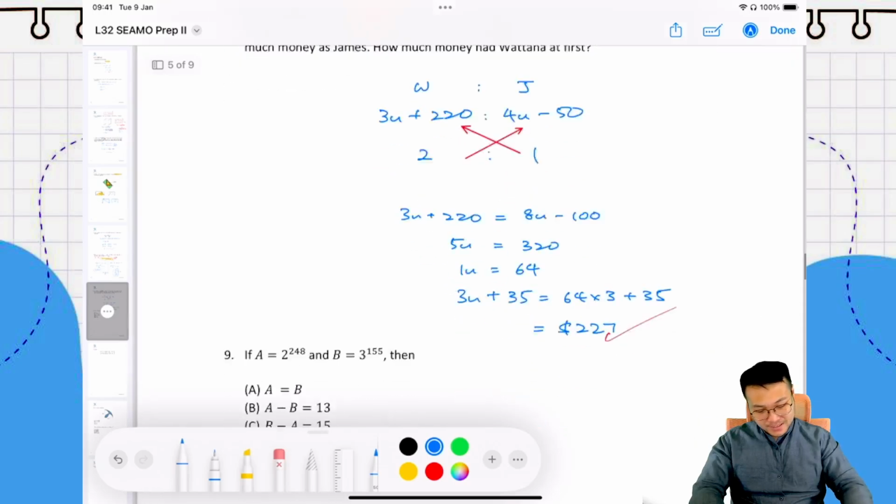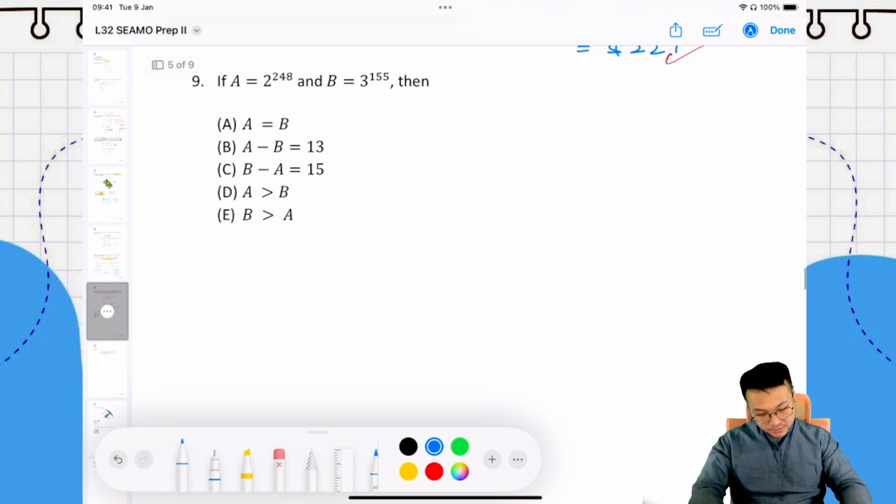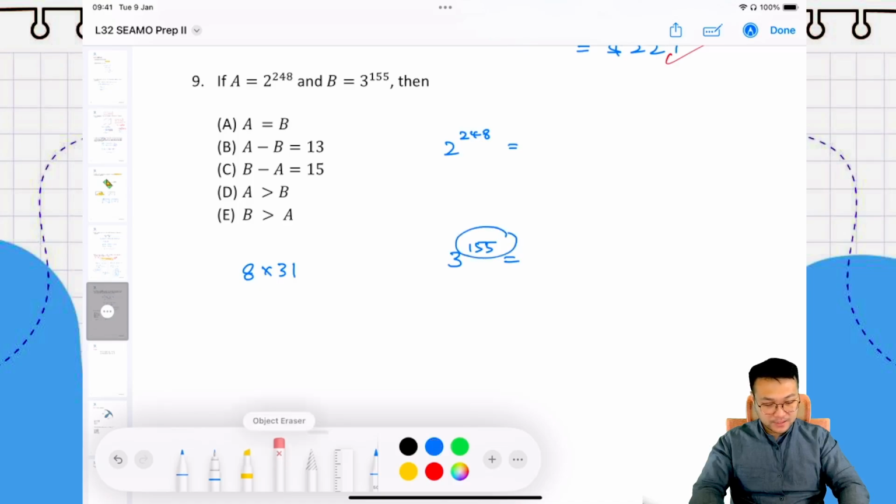So, students, let's try question 9. Now, if you look at 2 to the power of 248, what can you convert it into? And also 3 to the power of 155. Now, students, if you look at 248, 248 is 8 times 31. 155 is 5 times 31. So the number 31 is common between them.